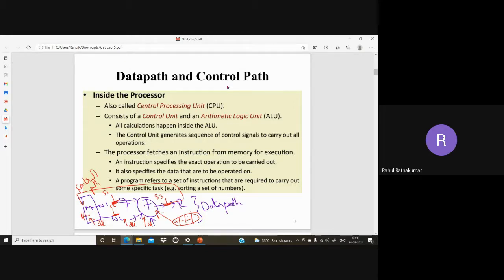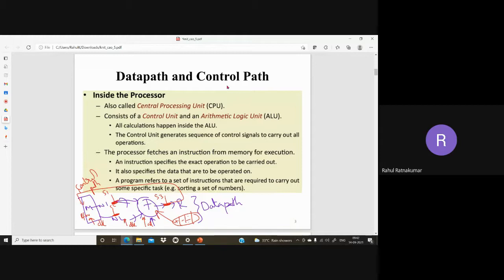Okay, inside this CPU, there are two parts: control unit and arithmetic logic unit. So all calculations happen inside the ALU, right? The control unit generates a sequence of control signals to carry out all operations, right? The step-by-step instructions, which units have to be on, triggered, enabled, are decided by the control unit. Basically, we know it is switching using MOSFETs, switching on and off, enabling.